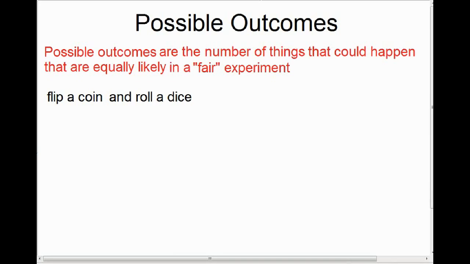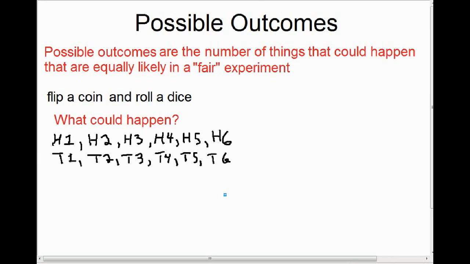Well, let's look at another example of combining 2 experiments. So suppose we flip a coin and we roll a dice at the same time. So what are the possible things that could happen? Well, we know if we flip a coin, we could get heads or tails. So we flip the coin and we could get heads. With the dice, we could get 1. Or we could get heads on the coin and 2 on the dice. We could get heads and 3, and so on. And I'm going to list them all here.